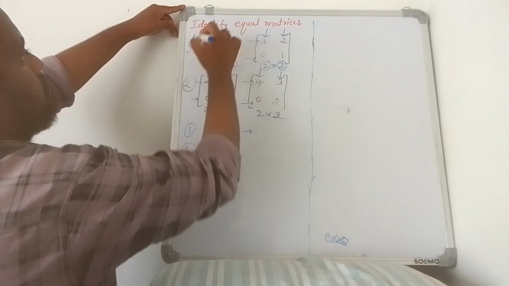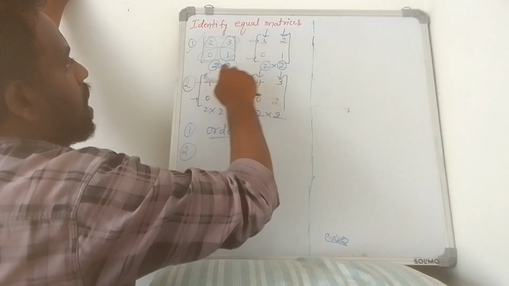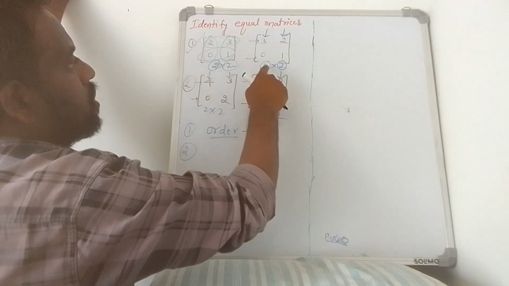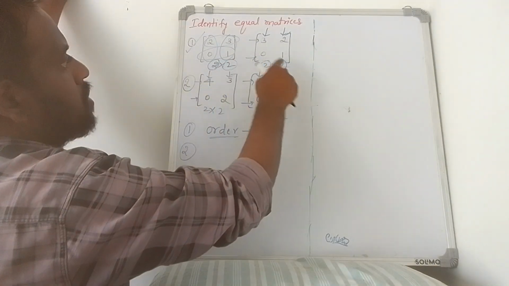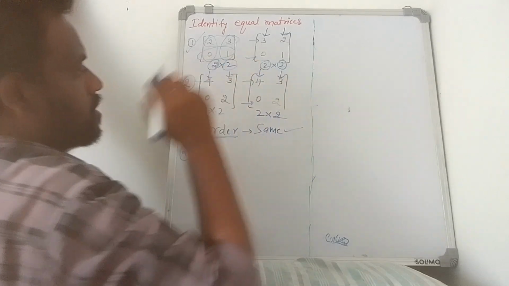First I am taking this first one as an example. So order should be the same. So the order is satisfied. Two rows, here also two rows. In this, two columns, here also two columns. So order same. Okay, this condition is satisfied.